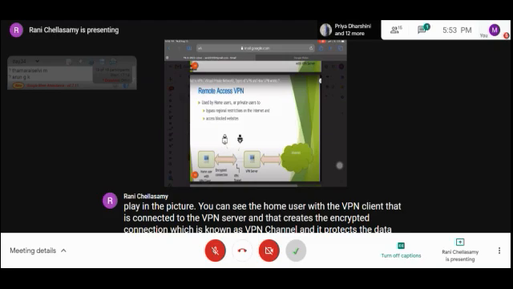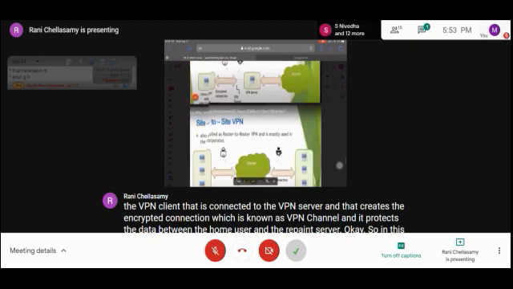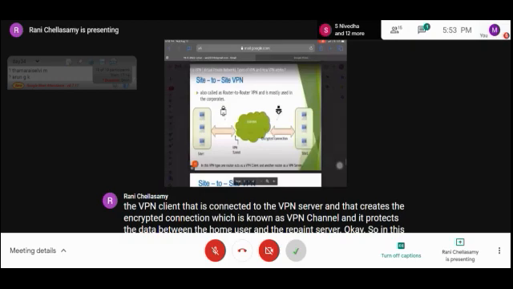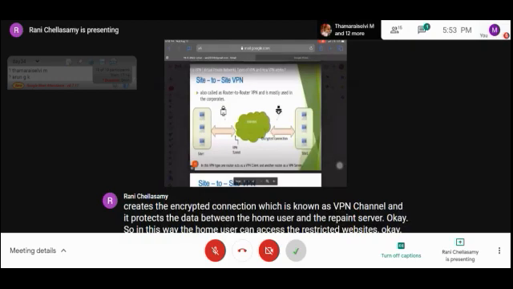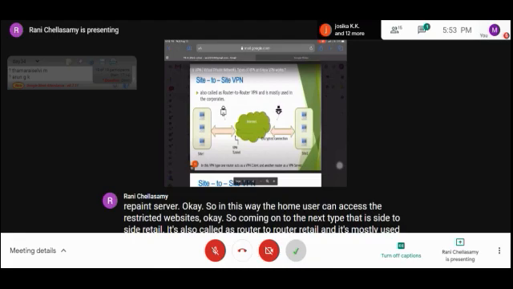So coming on to the next type, that is site-to-site VPN. It's also called router-to-router VPN, and it's mostly used in corporates. That is, companies will be using this site-to-site VPN, otherwise called router-to-router VPN.